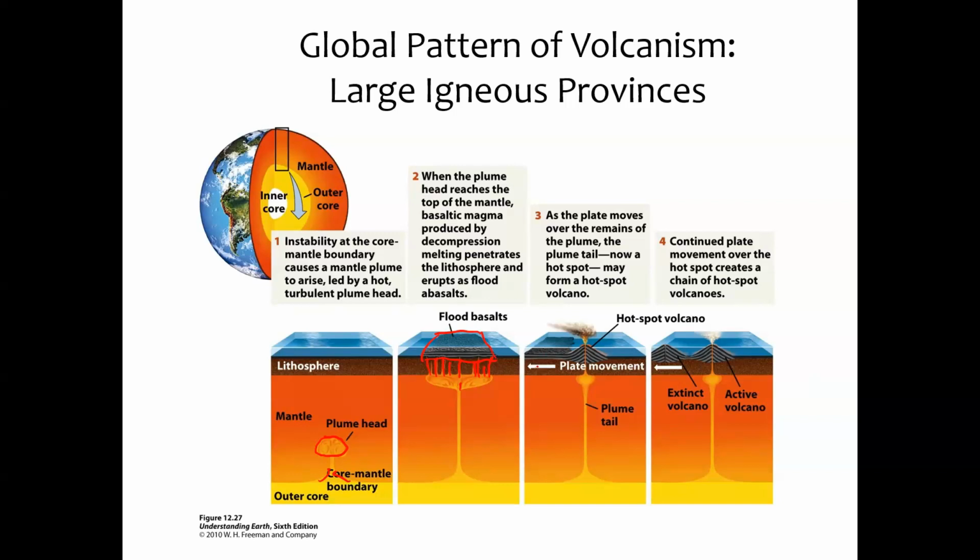And then as the plate moves over the rest of the plume, now we've just got a small hotspot forming, and you will start to form a chain of hotspot volcanoes away from that. So much like lines of hotspot volcanoes, we think that mantle plumes are also associated with these large flood basalts that get left behind in these big igneous provinces.